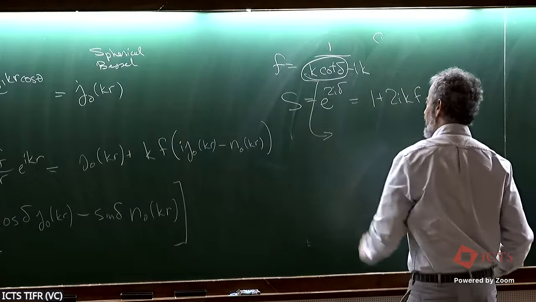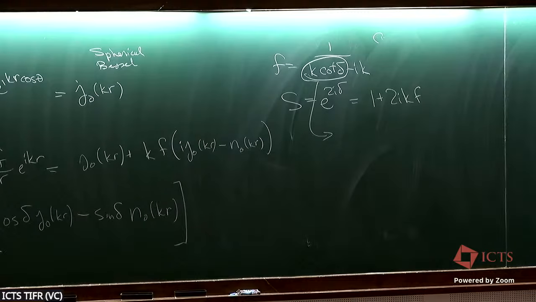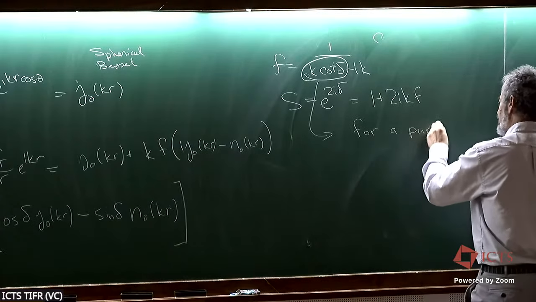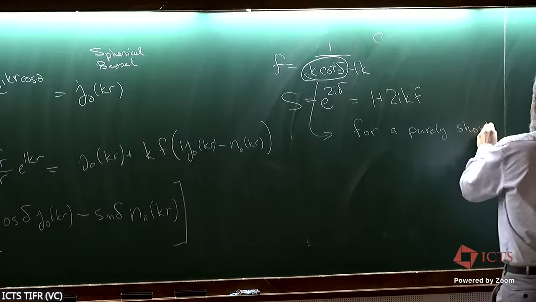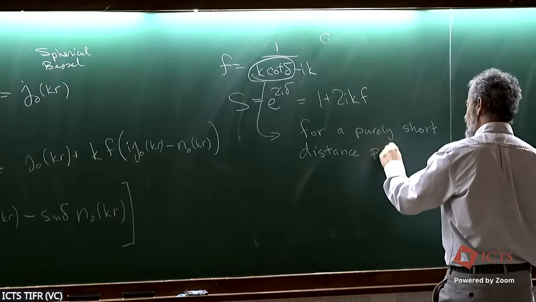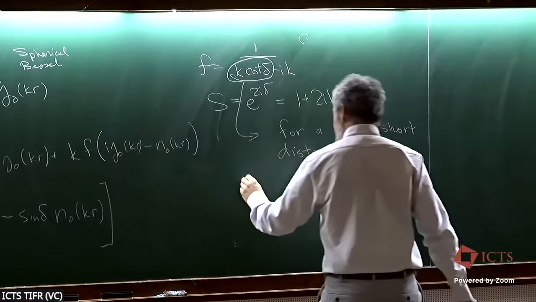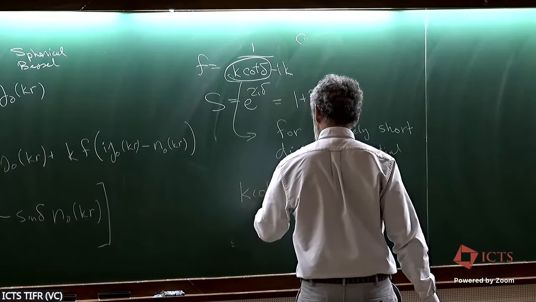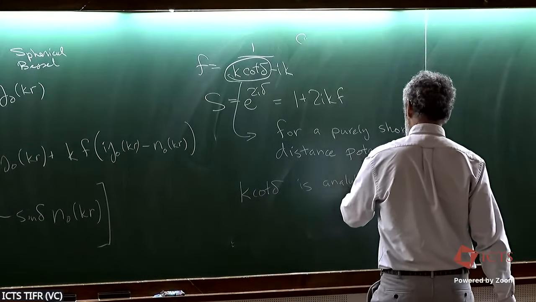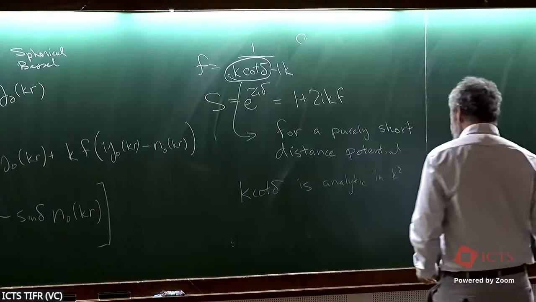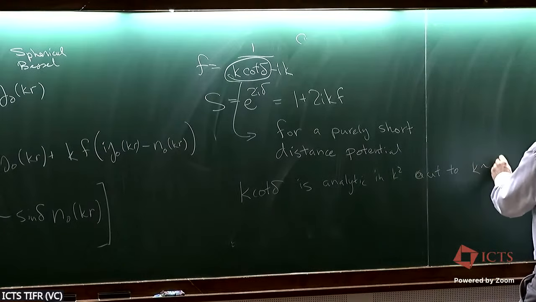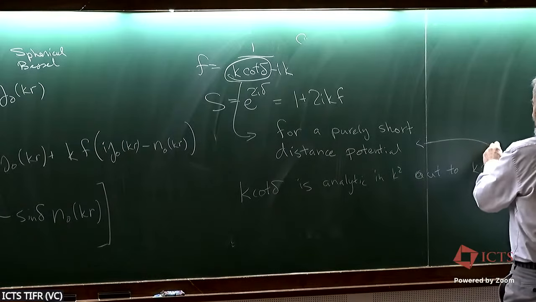because for a purely short distance potential, namely not a power law, it's something that's at least exponentially localized, you find that k cotangent delta is analytic in k squared out to k on the order of lambda, which is the scale of the potential.